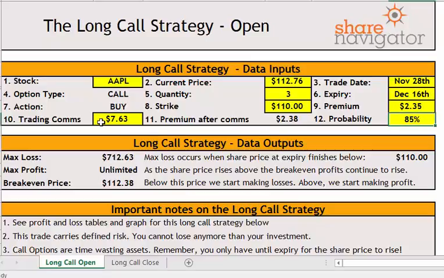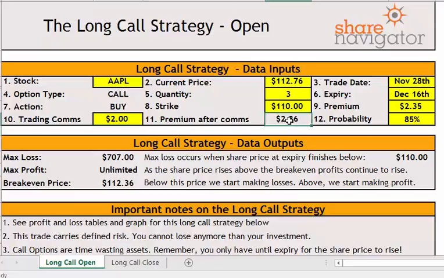So the next thing we come along to is our trading commission. If you haven't placed this trade already, you're going to have to guess at your trading commissions. But if you're using Interactive Brokers, for something like a 3 contract trade, you're talking about $2. So we'll put that in there.